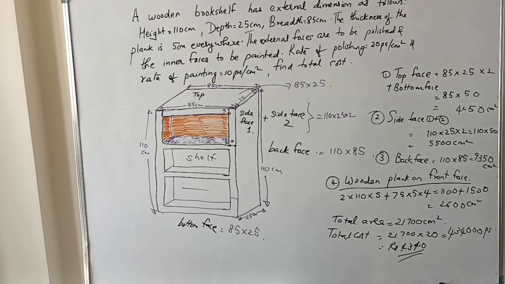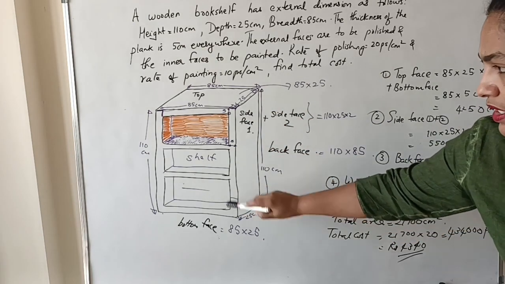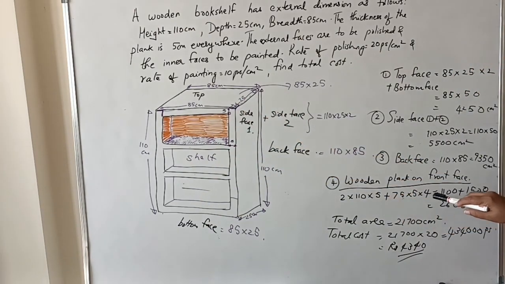I have written down separately the top face plus the bottom face, because both of them have the same area. I have written it over here. The two side faces have an area of 110 into 25 into 2. The back face. Now I have written the area of the wooden plank. So 2 into 110 into 5 is the area for this plank, and the horizontal planks are 4, whose area is 1500. When you add up all these areas, you will get 21,700 and multiply it by the cost in order to get the total cost.